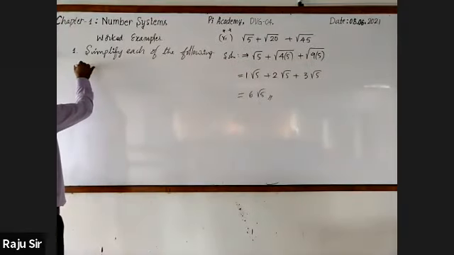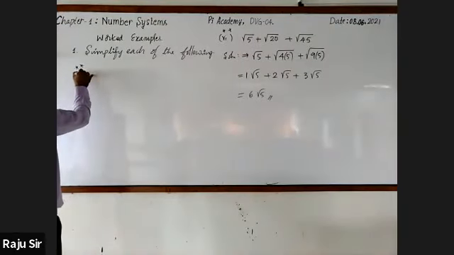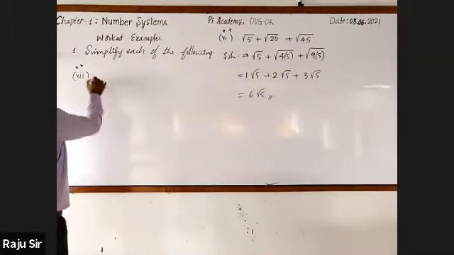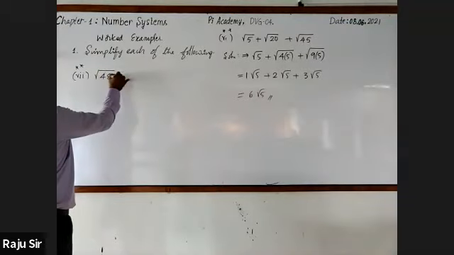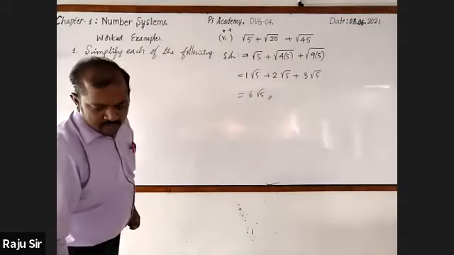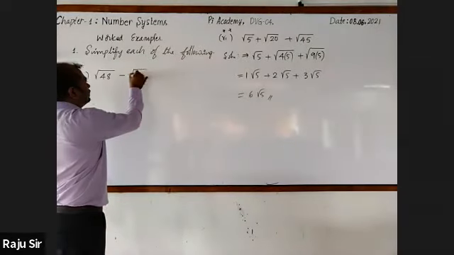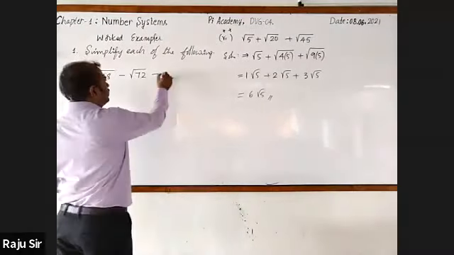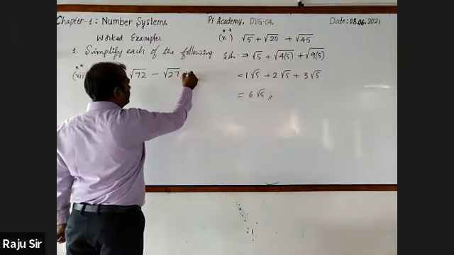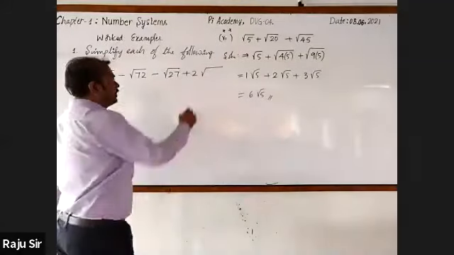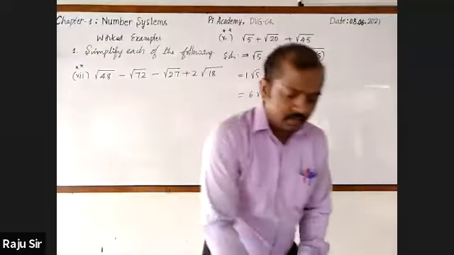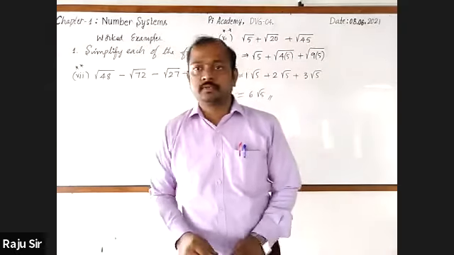It is the 7th one. Square root of 48 minus square root of 72 minus square root of 27 plus square root of 2 into square root of 18. Now let's go for simplifying this.